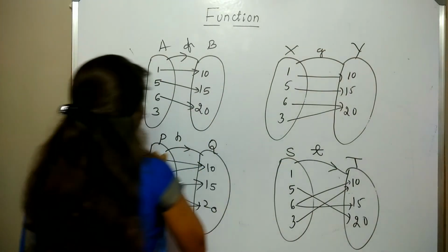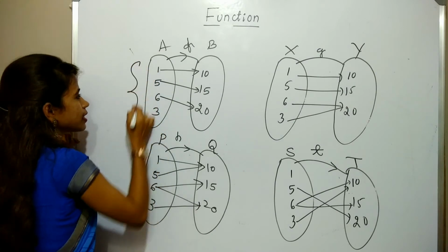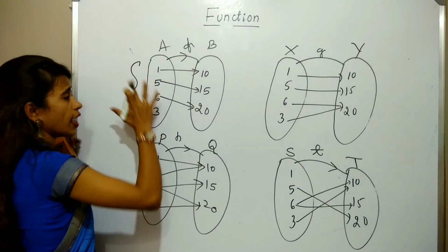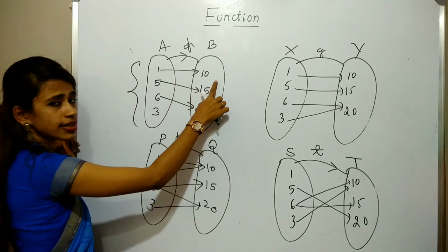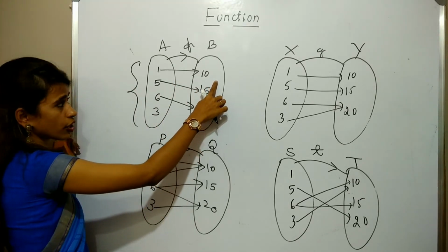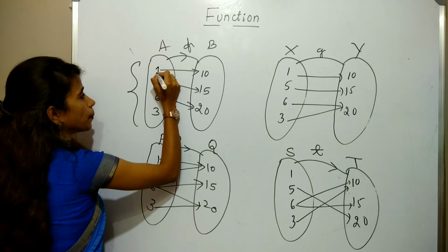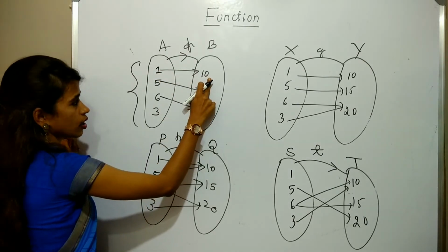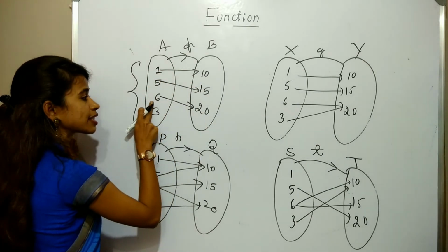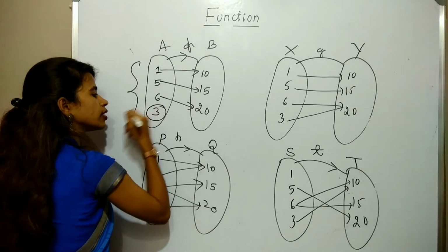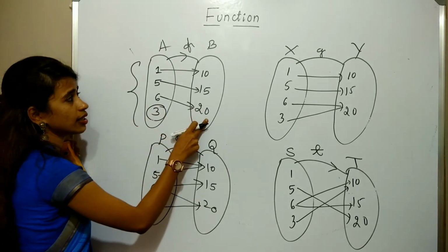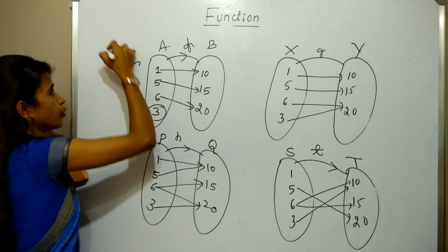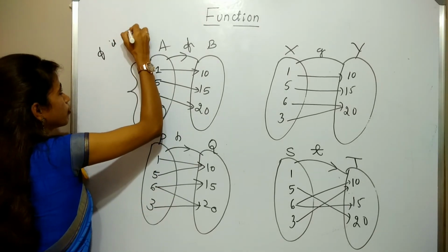So start with f. What is the definition of function? Every element of the first set has one and only one image in the second set. That is the definition of a function. Here 1 maps to 10, 5 maps to 15, 6 maps to 20. What about 3? 3 does not have any image in the second set B. Therefore, f is not a function.